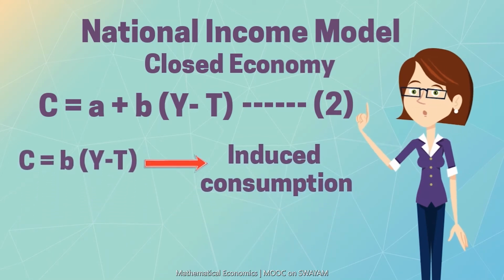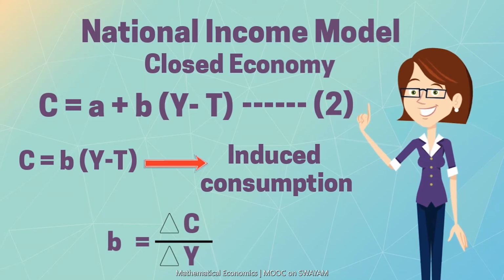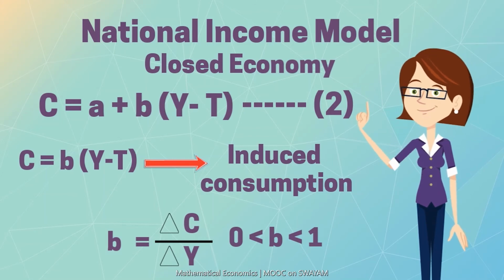B is the rate at which the consumption changes when the income changes. In other words, it may also be mathematically expressed as B = delta C divided by delta Y, and the value of B lies between 0 and 1.